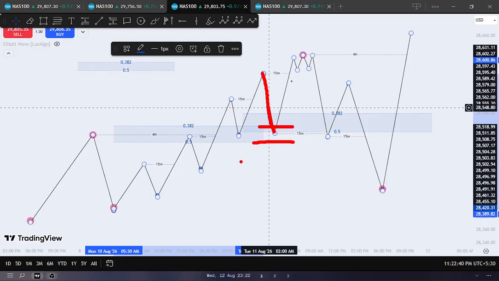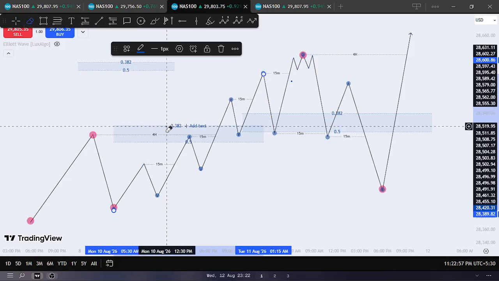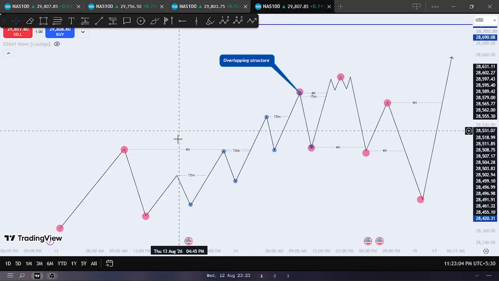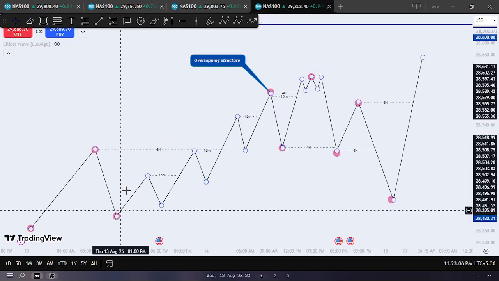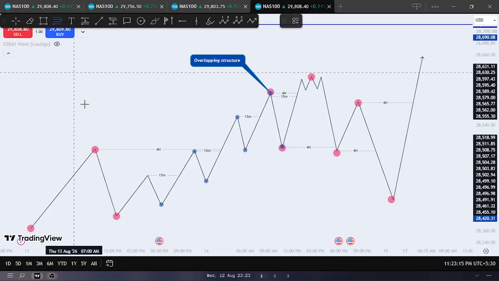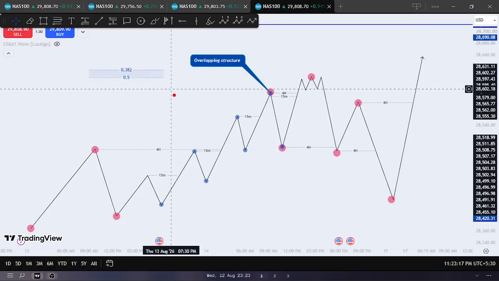So what that does, let me go over here and explain. After this period of impulse, according to the FIB tool, according to this tool, after this period of impulse we had a period of correction right here.